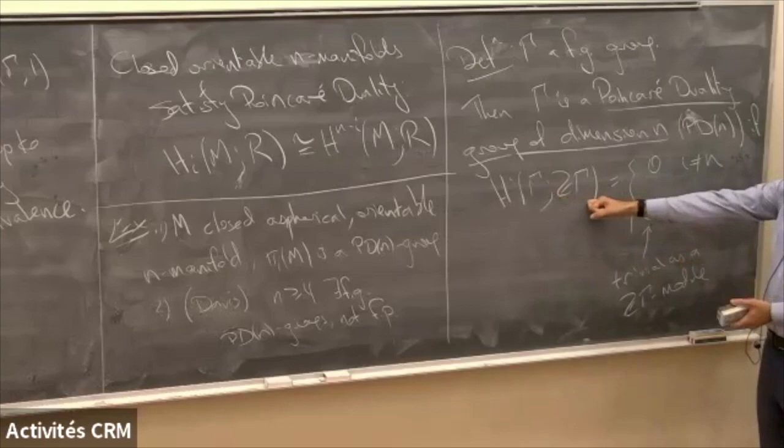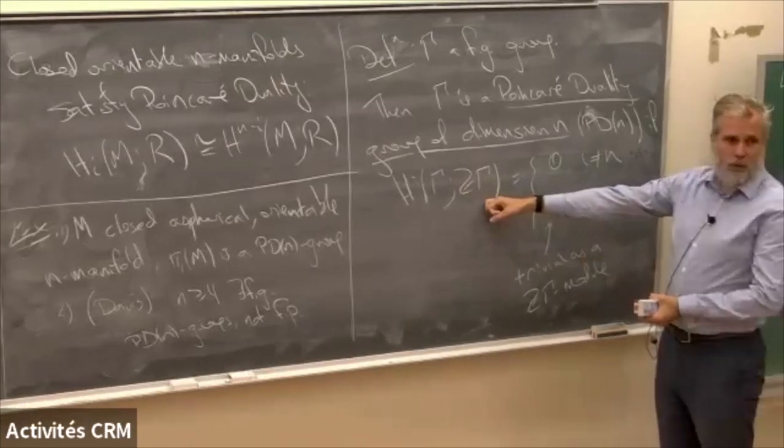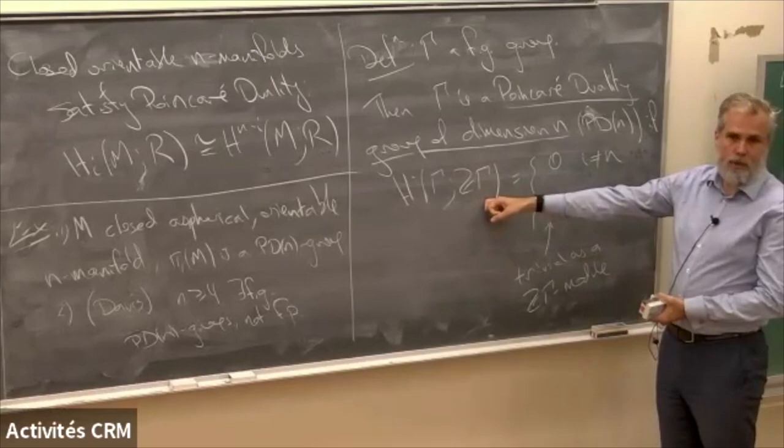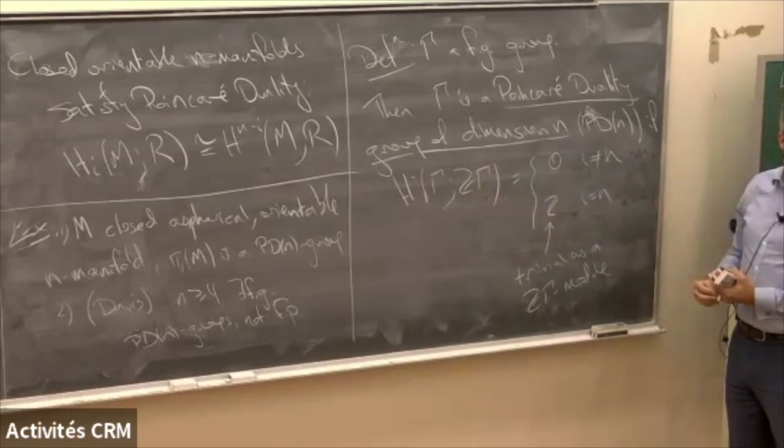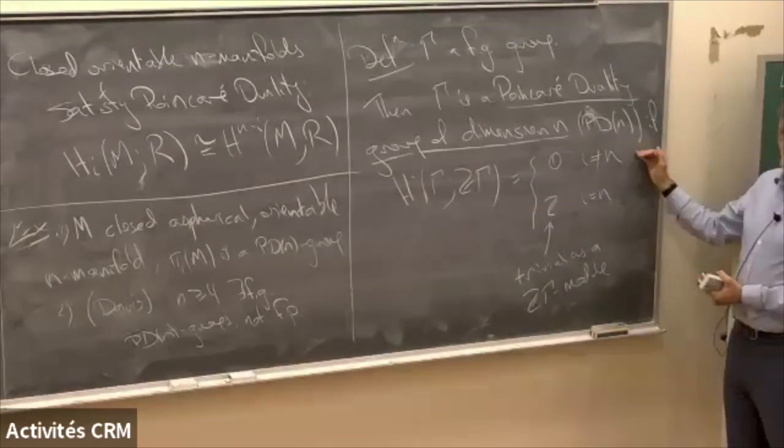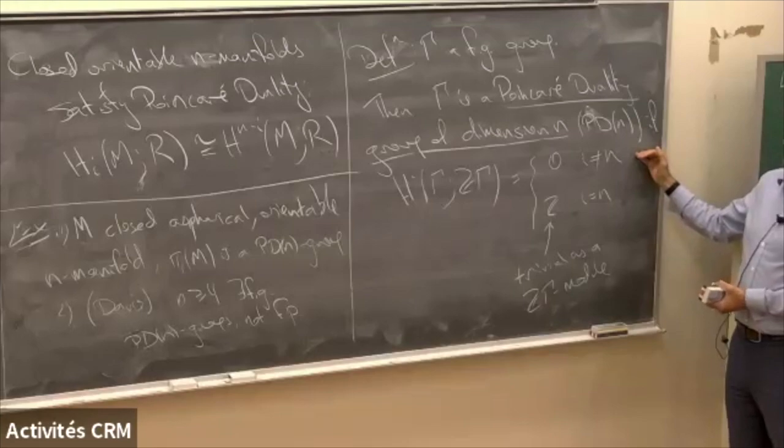You should think of this as being like the compactly supported cohomology of the universal cover of the K(Gamma,1). That is another way of thinking about what this is. And so if this were R^n, say, because you were some kind of an aspherical n-manifold, then that's exactly the compactly supported cohomology of R^n.